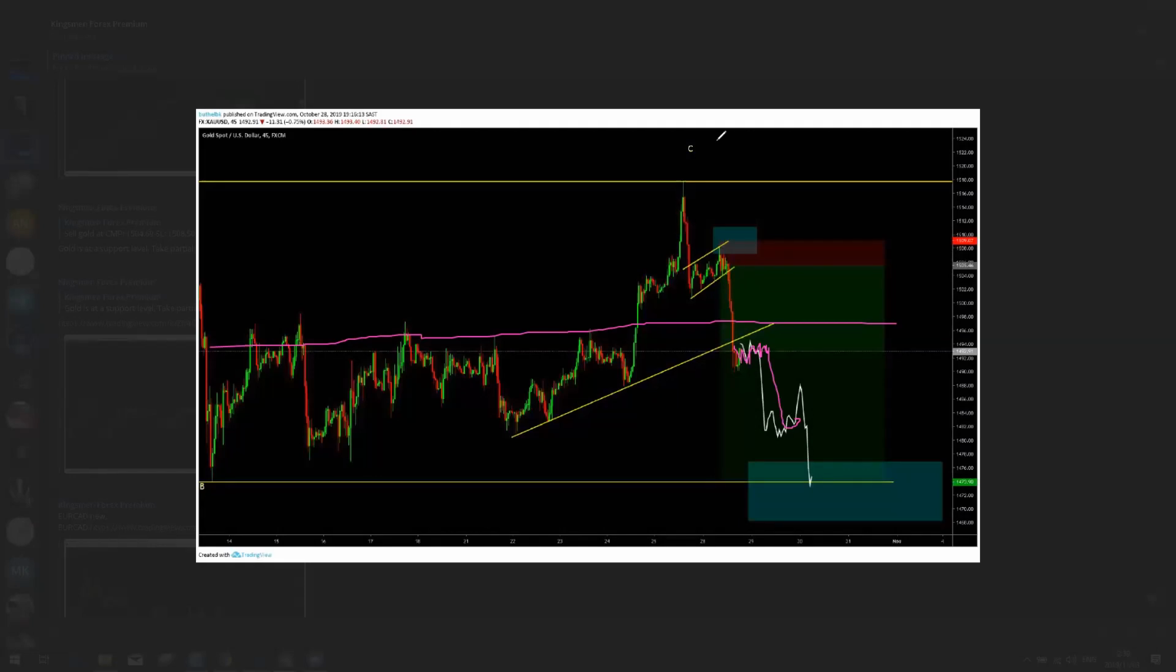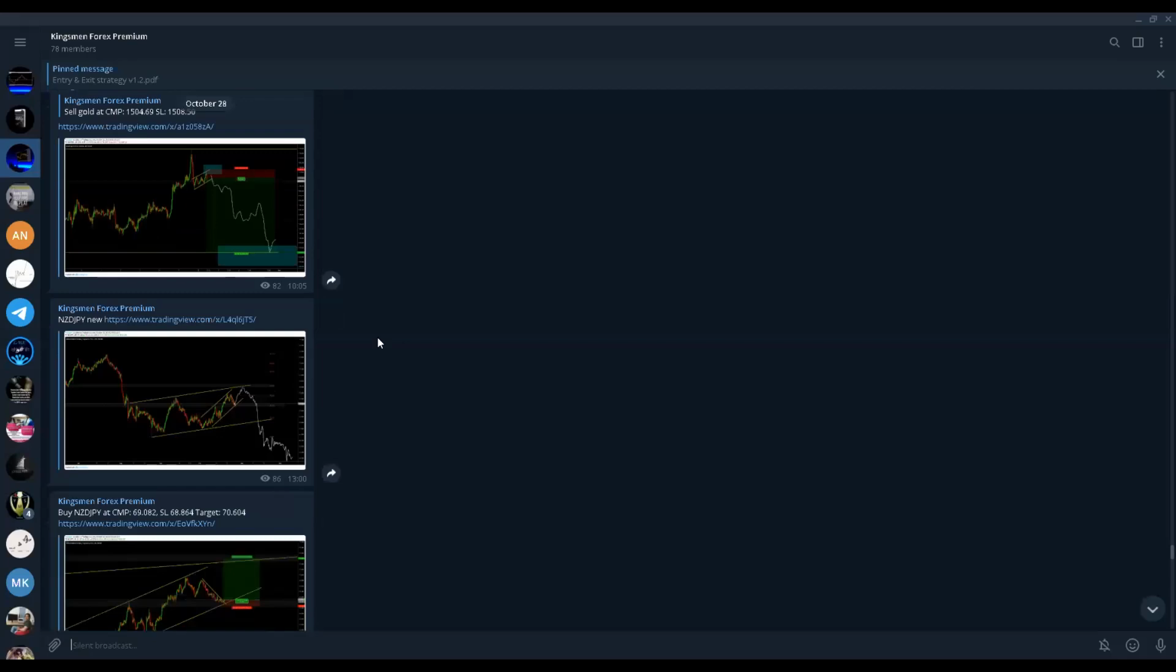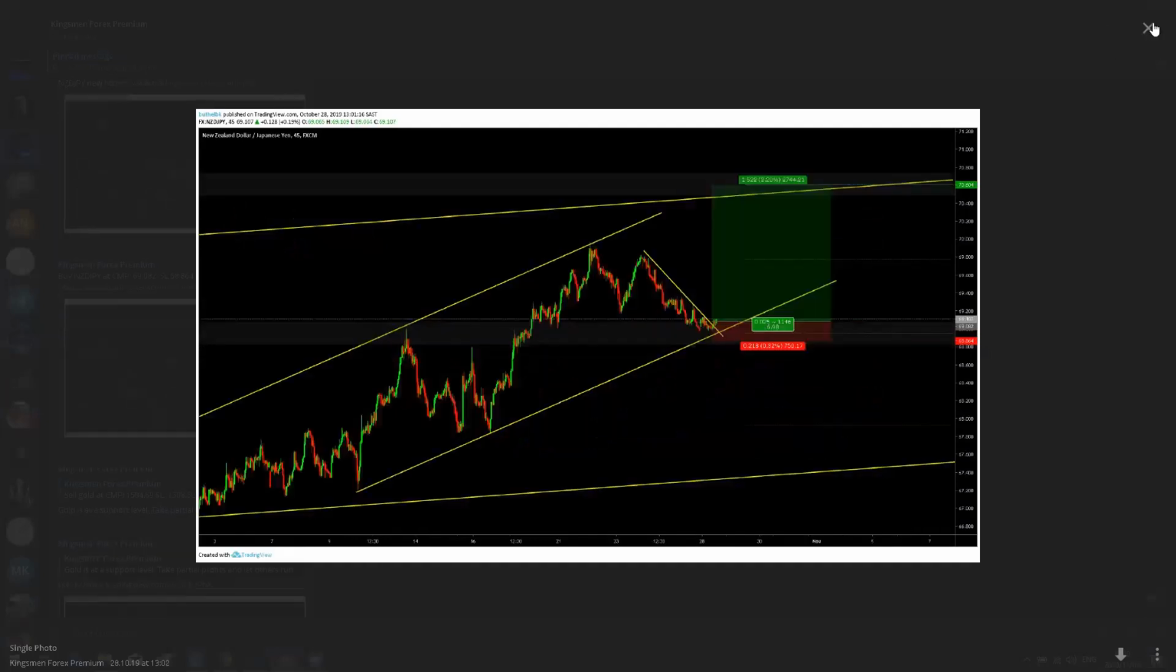Okay, let's see our next entry. The next trade we took was NZDJPY. So this is what our setup looked like, and our trade plan was as shown on screen. Let's go to the charts and see how our trade played out.